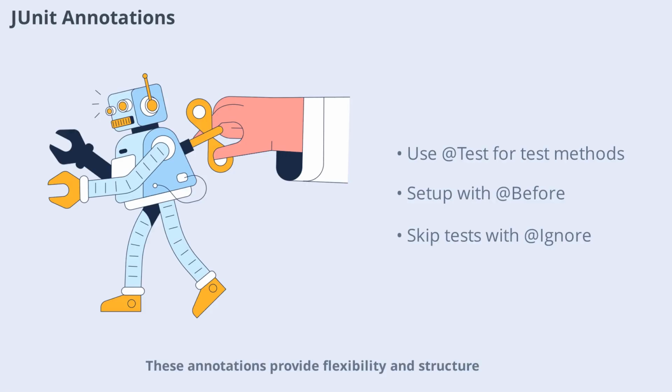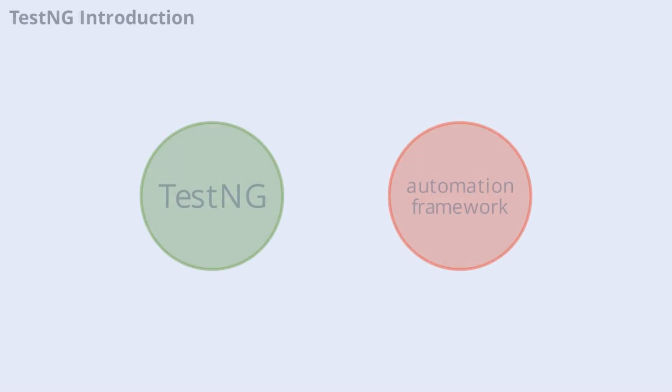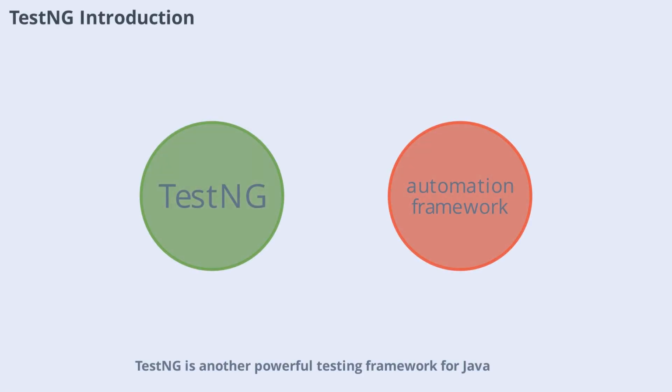These annotations provide flexibility and structure, ensuring that your tests are executed in a predictable and organized manner. Understanding these annotations is key to writing effective and maintainable test suites. TestNG is another powerful testing framework for Java, designed to address some of the limitations of JUnit. It supports a wide range of test types, including unit, functional, and integration tests.